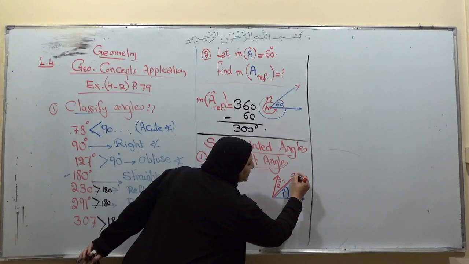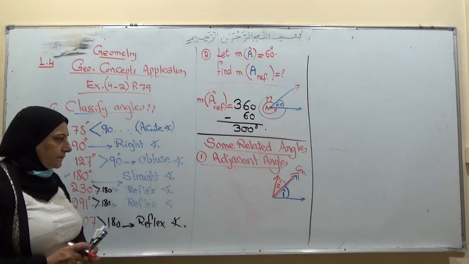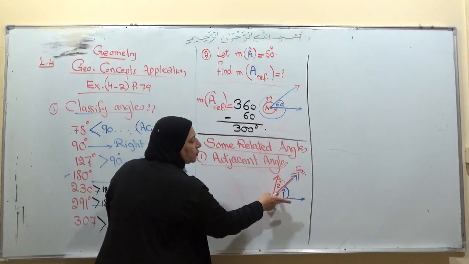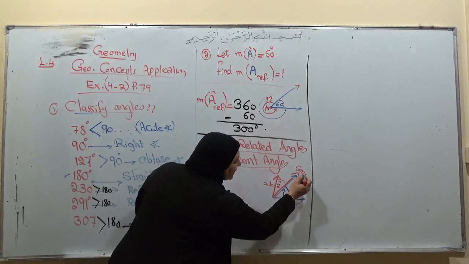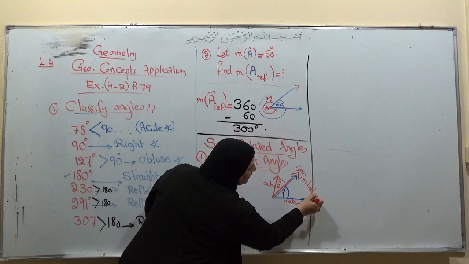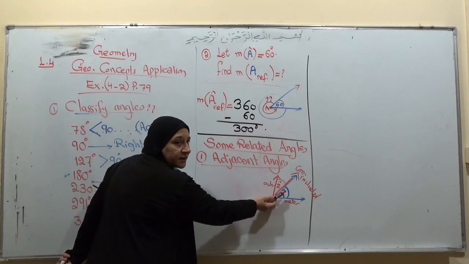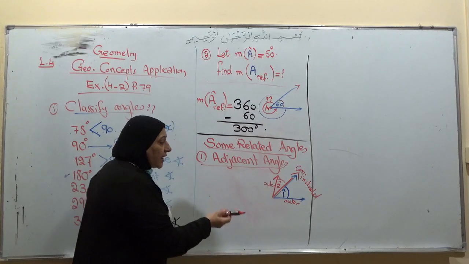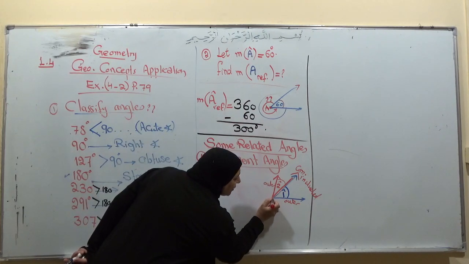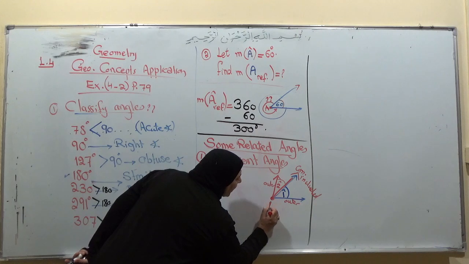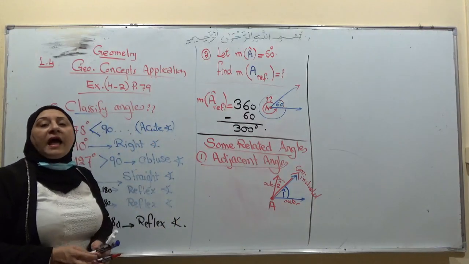So this is a common side, or a common arm. The common included arm is between the outer sides. The end of the first angle is the initiation of the second, and the included arm is in between the outer sides, and they have a common vertex A, for example. So we can say that angle 1 and angle 2 are adjacent angles.